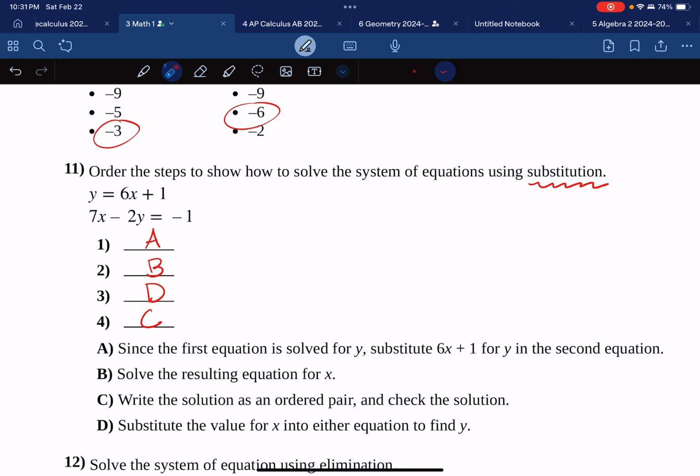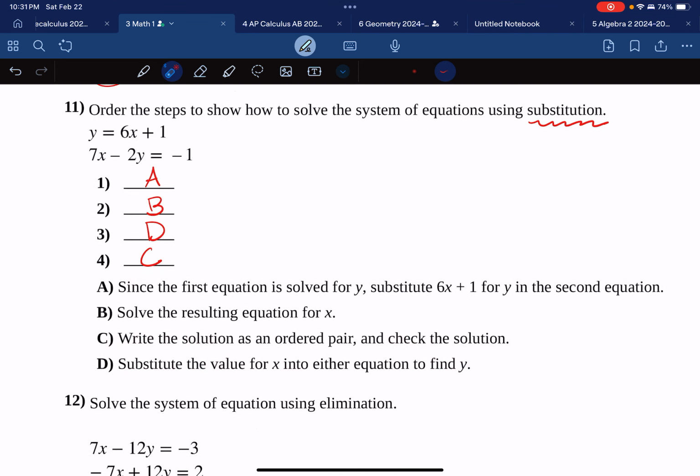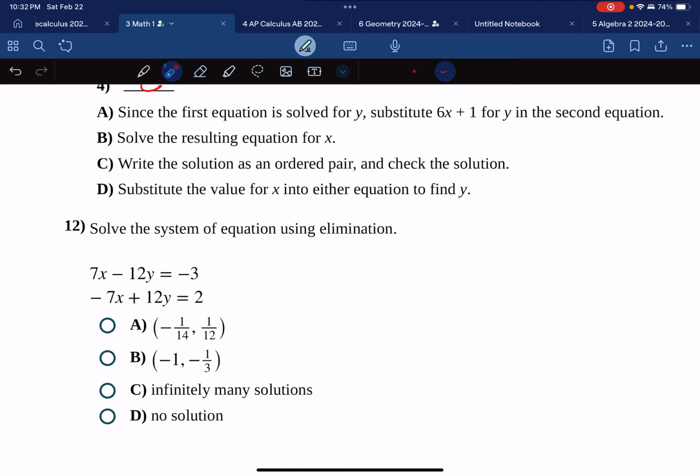Let's check. The first equation is already solved for y, I agree. So you just substitute 6x into the second equation. So 6x is now plugged into this y right here. Now I have an equation that you solve. So it says solve it now. Yep, we solved it. And then once we have a value, we will theoretically have an equation that says like x equals 3 or something like that. So we have x. To find y, we substitute that value of x into one of the equations to find y, which is what we did in step D. Okay, everything here makes sense. Then write the solution and check the work. Perfect.